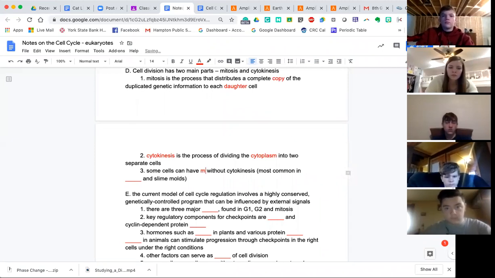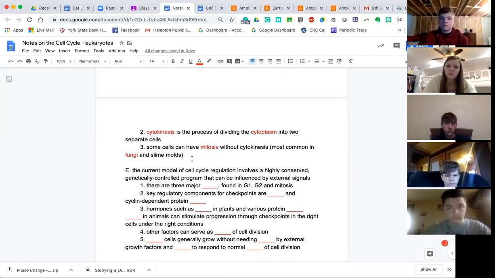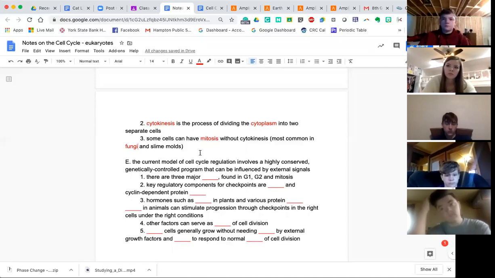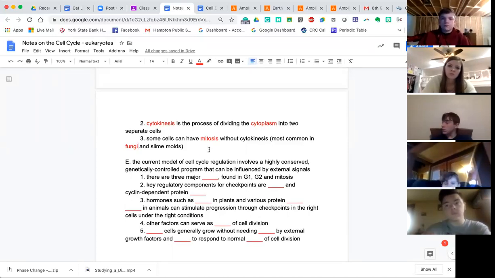Now, it's kind of strange. Some cells can actually undergo mitosis without splitting up the cytoplasm. This happens a lot with fungus, with mushrooms, and slime molds. If you think about a blob, a slime mold forms like a blob on a rotting piece of wood and can stay all together and move around the forest floor.